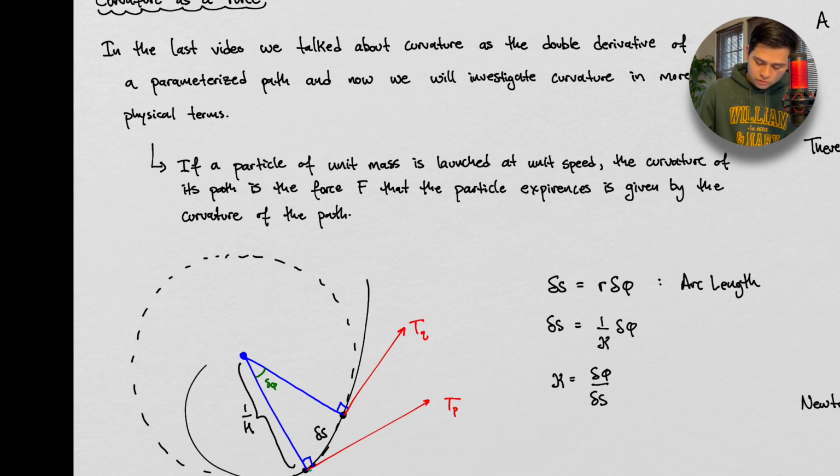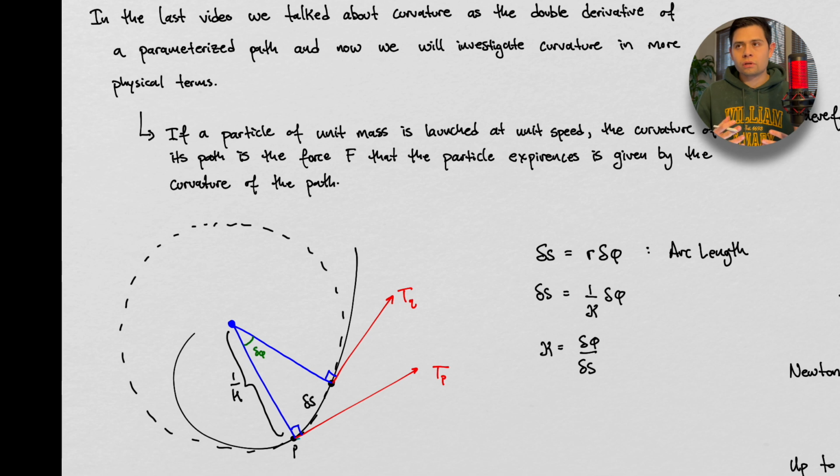So if a particle of unit mass, this is sort of Newton's hypothesis, if you will. One of Newton's hypotheses. He was a very prolific figure, not just in mathematics, but also in physics. But he posited that if a particle of unit mass is launched at unit speed, the curvature of its path is the force that the particle experiences. So his hypothesis essentially is that curvature equals force.